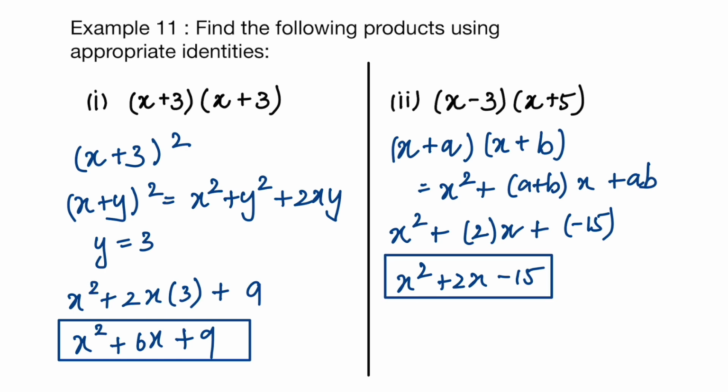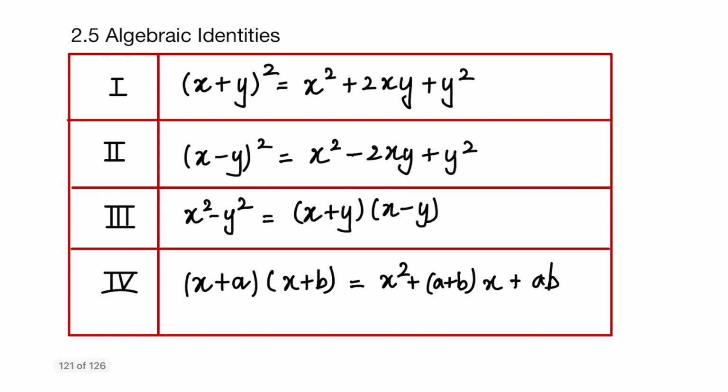You can also find this by just multiplying these two, x minus 3 and x plus 5, but here they want you to use the identity, and using the identity is quite faster, right? I think you can get that by now. Using the identities is faster. Okay, so that is the example that we have seen, and we have seen the 4 algebraic identities now.